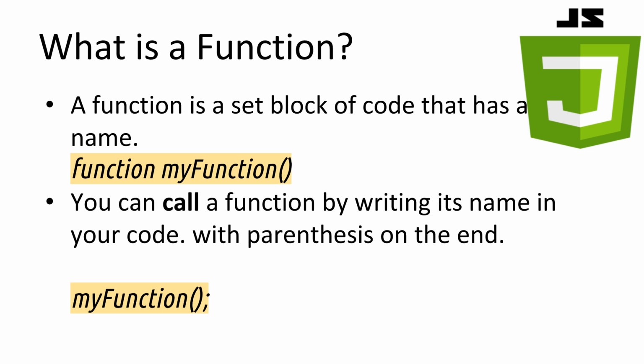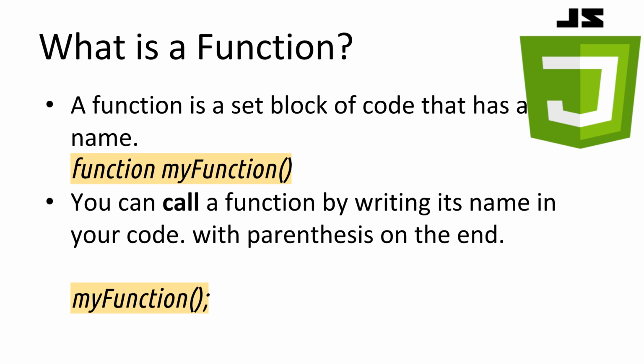So what is a function? Essentially, it is a set of instructions that has a name. We create one by telling JavaScript that we want to create a function, then giving it a name with parentheses on the end. Here we create a function called myFunction. We can then use the code in that function anywhere in the rest of our script by calling its name with parentheses and a semicolon on the end.